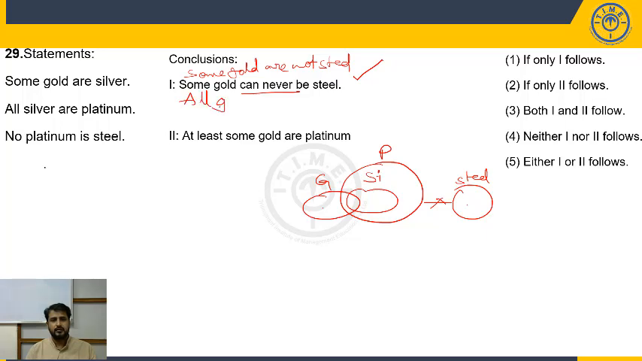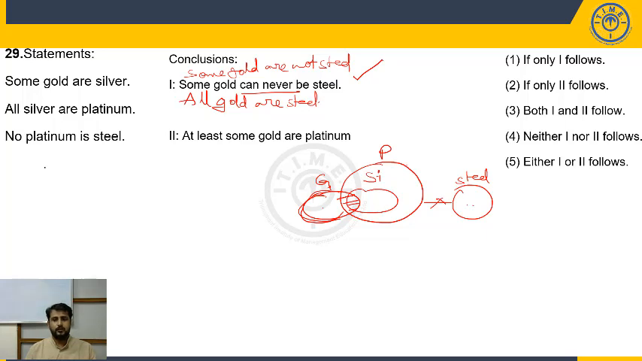All gold are steel. So complete gold should be inside the steel. Can I place it? If you try to place gold inside the steel, what will happen? We will get a relation between platinum and steel, because some part of the gold is from what?